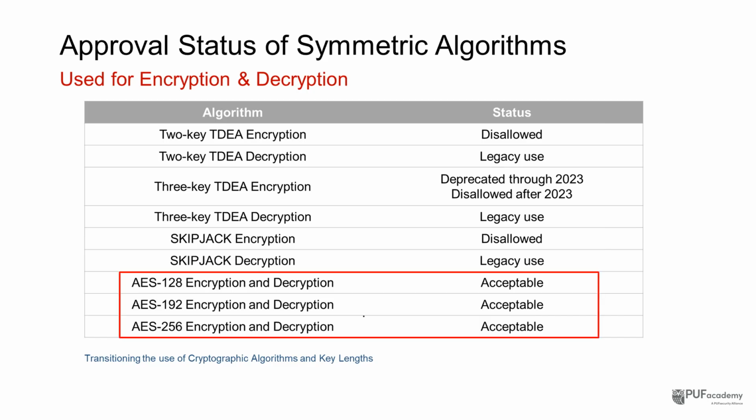Now let's look at the accepted standards. AES. Regardless of the key size, all are currently deemed acceptable. AES 128 and 192 encryption and decryption are acceptable. And the strongest standard, AES 256 encryption and decryption, is also acceptable. This slide shows the clear shift away from older, weaker algorithms like TDEA and Skipjack, and the full endorsement of the modern, robust AES algorithm across all three key lengths, 128, 192, and 256 bits, as the acceptable standard for current encryption and decryption needs.